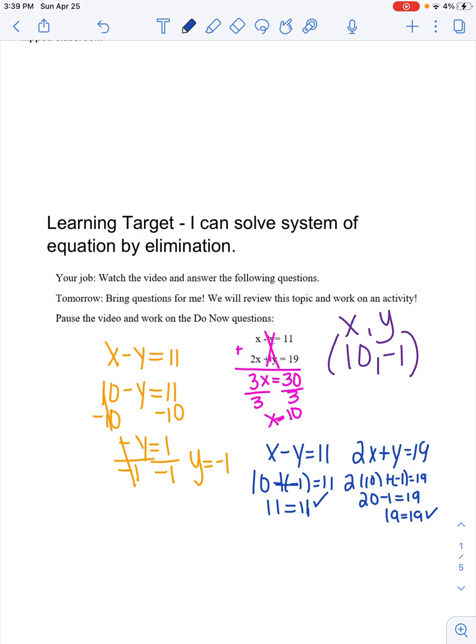Okay, so right now if you have to pause me, write down any questions. If you need to finish copying this, write down, maybe circle where you went wrong, and tomorrow we can go over it so we make sure we don't make those same errors.